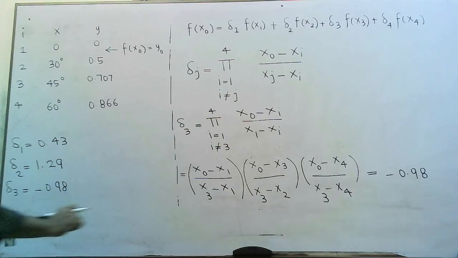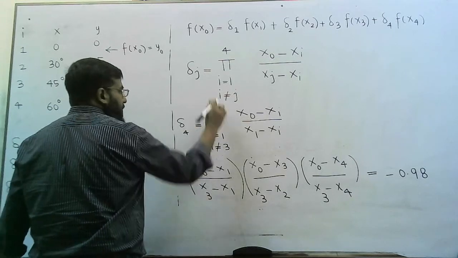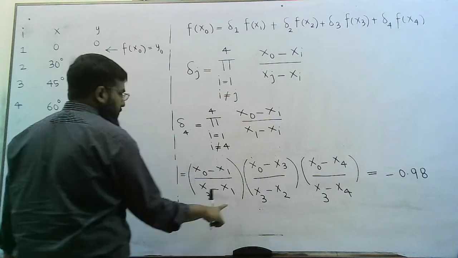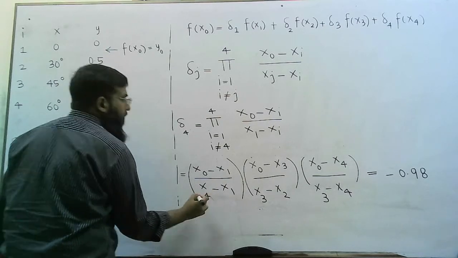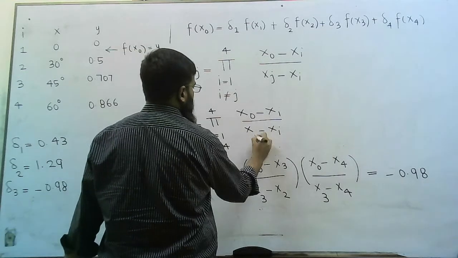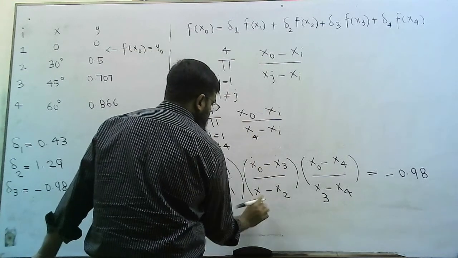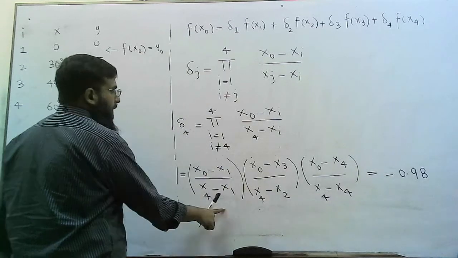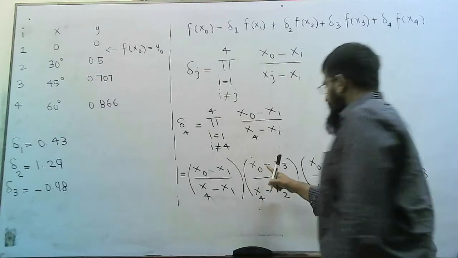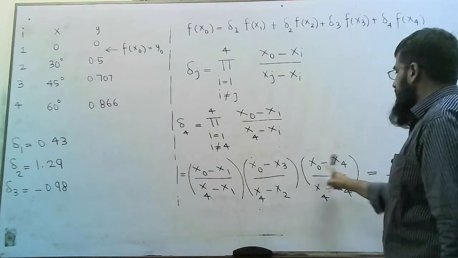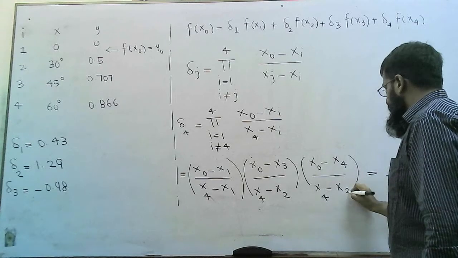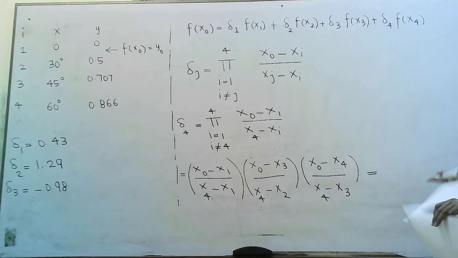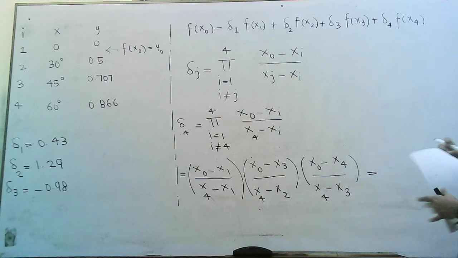Finally, we compute del 4, going from 1 to 4, but this time we'll skip 4. So that would be x0 minus x1 over x4 minus x1, x0 minus x2 over x4 minus x2, and x0 minus x3 over x4 minus x3. So del 4 comes out to be 0.06.